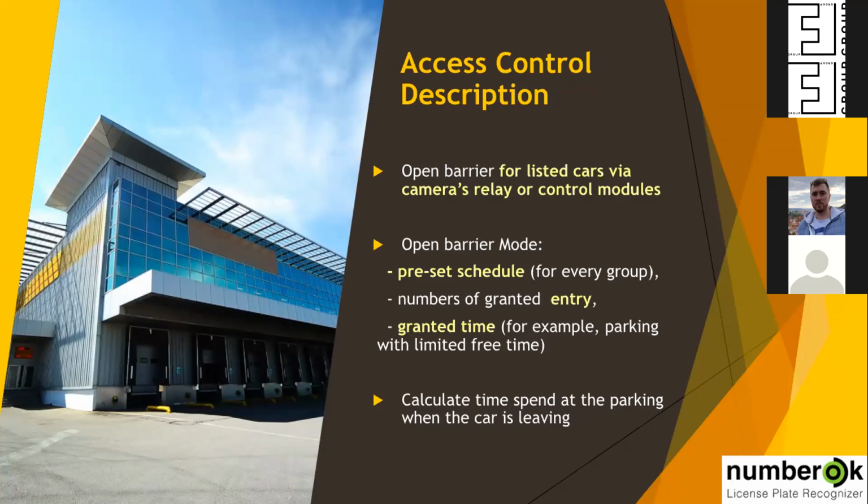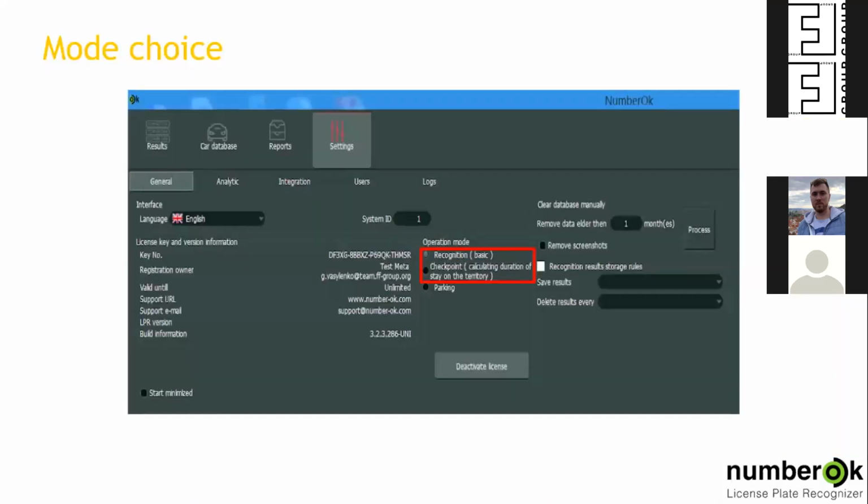It can be a number of granted entries. It can be granted time. For example, parking with limited free parking near a shopping mall. And also you can calculate time spent at the parking when the car is leaving from the parking.